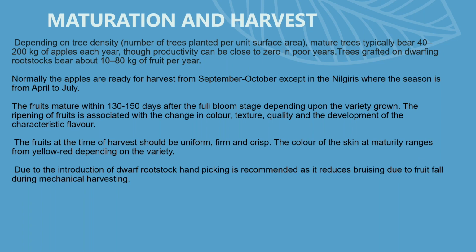Fruits at the time of harvest should be uniform, firm, and crisp. The color of the skin at maturity ranges from yellow-red depending on the variety. Due to the introduction of dwarf rootstock, hand picking is recommended as it reduces bruising due to fruit fall during mechanical harvesting.